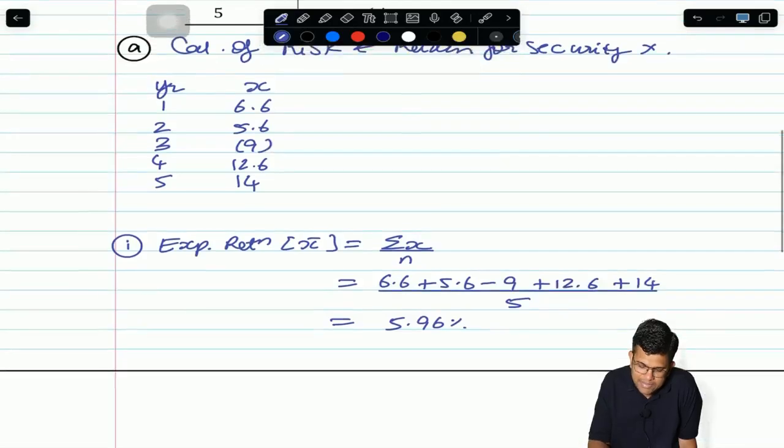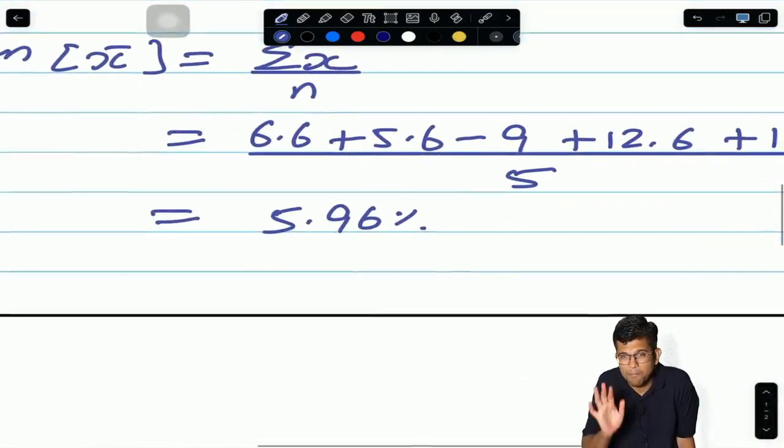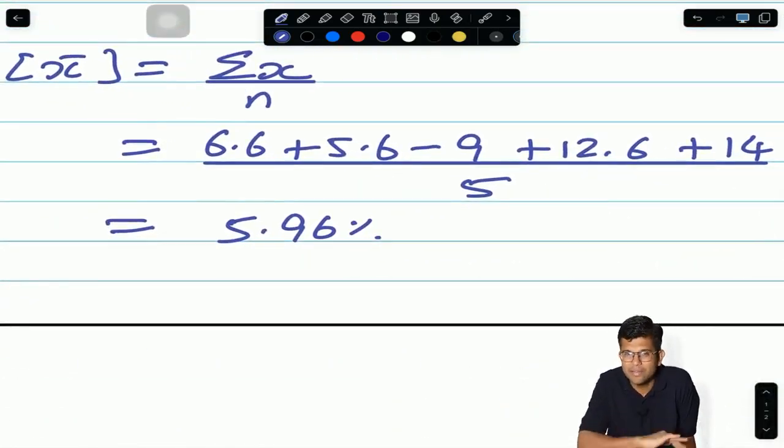What has happened is this. The average of all this is 5.96. You understood now what I am saying? Then you will say, oh sir, they gave no 5.96. No. They gave 6.6, they gave 5.6, they gave -9, they gave 12.6, they gave 14. They didn't give you 5.96. 5.96 is the average of all that they gave. So then what is 5.96? 5.96 is basically my best guess of what the share will give in this coming year, based on my judgment of its past.